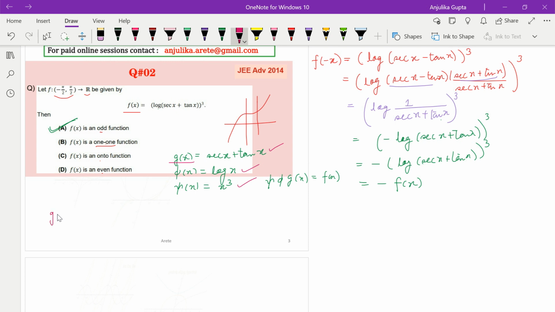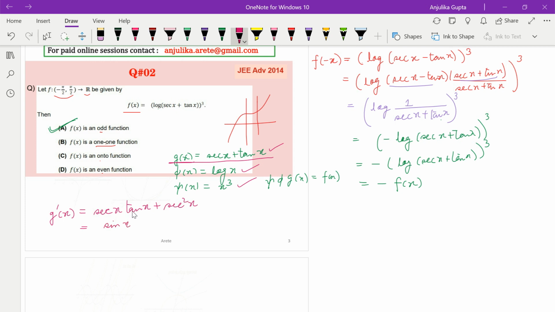Okay, so let's try figuring out what is g prime of x then. This is your g of x. Tell me the derivative. Secant x derivative is secant x tan x, and tan x derivative is secant square x. Now normally it is difficult for us to see in terms of secant and tan. Let's convert it into sine and cos.